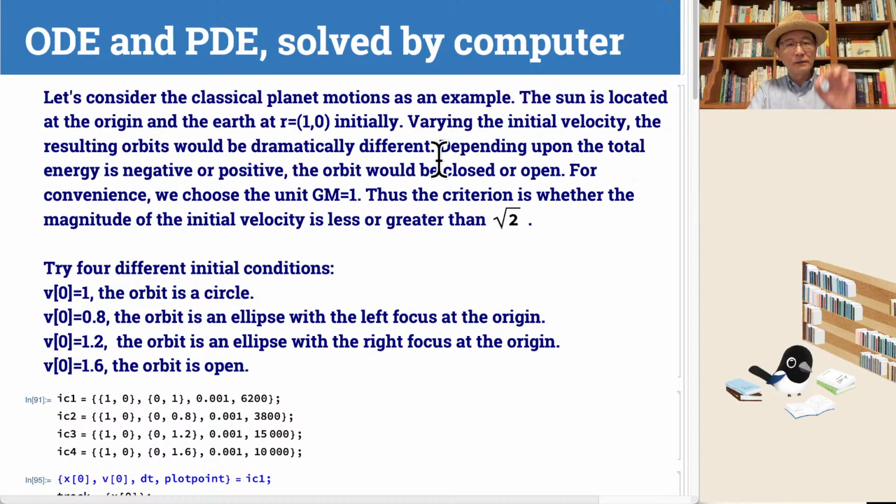For instance, if I place the sun at the origin, and I place the Earth initially at (1, 0), what I'm trying to do is vary the initial velocity, and then it will lead to different trajectories. Quite some fun. And for simplicity, I just choose the gravitational constant times the mass of the sun equal to 1. Yes, I'm a theorist. Thus, the criterion of whether the magnitude of the initial velocity is less or greater than square root 2 will lead to closed or open orbits.